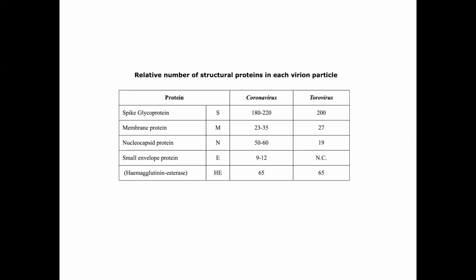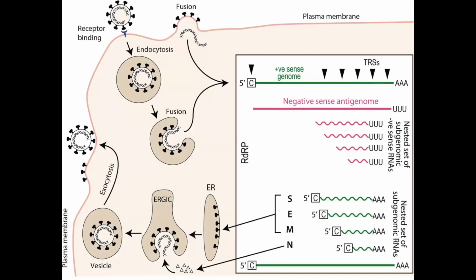The relative number of structural proteins, for instance, in the viral particle: you have the spike glycoprotein with approximately 180 to 220 trimers, the membrane protein, the nucleocapsid protein, and the small envelope protein being far less represented. This is a depiction of the life cycle of the virus.